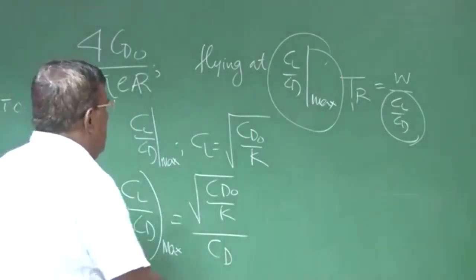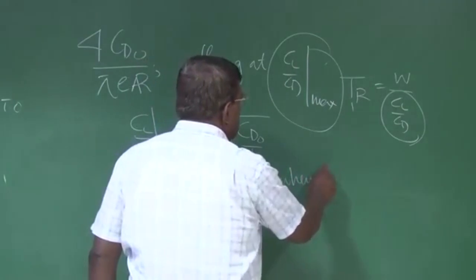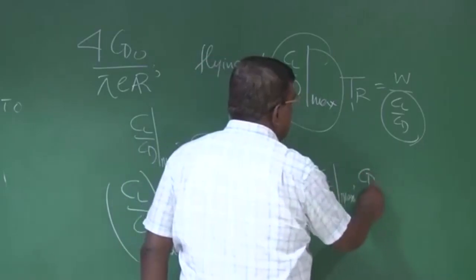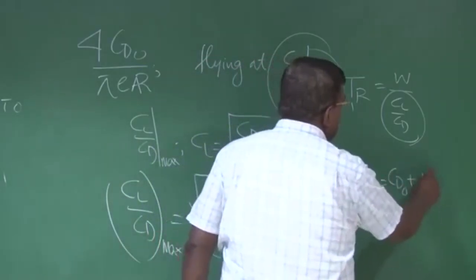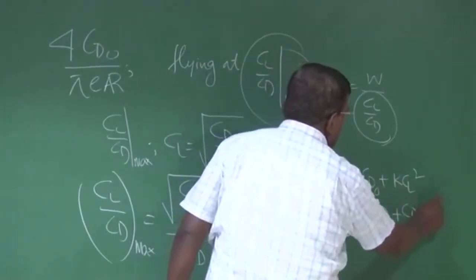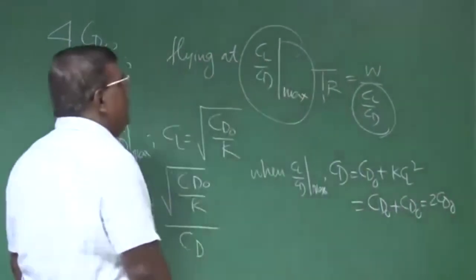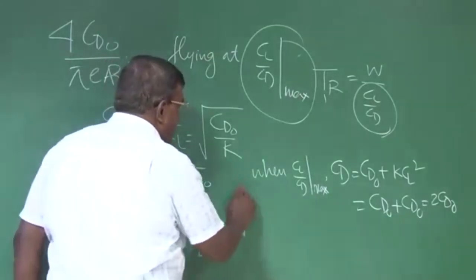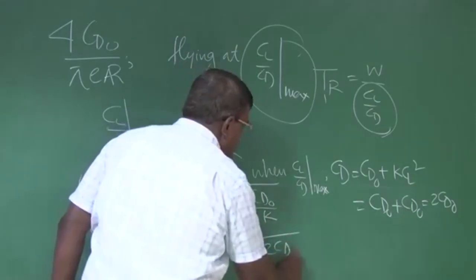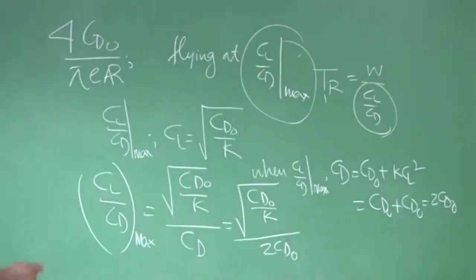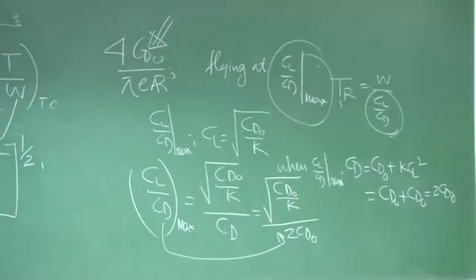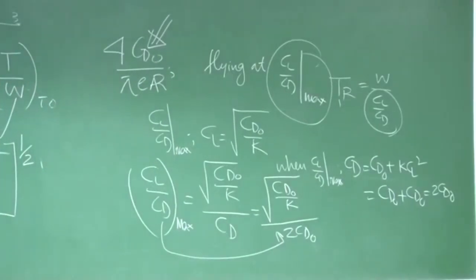And you also know that when CL/CD is maximum, CD equals CD0 plus K CL squared. So this is equal to CD0 plus CD0, that is 2 CD0. So I now write it like this: under root CD0 by K, divided by 2 CD0. Say this, and keep your focus here. We want to see what this bunch of numbers tells us aerodynamically.